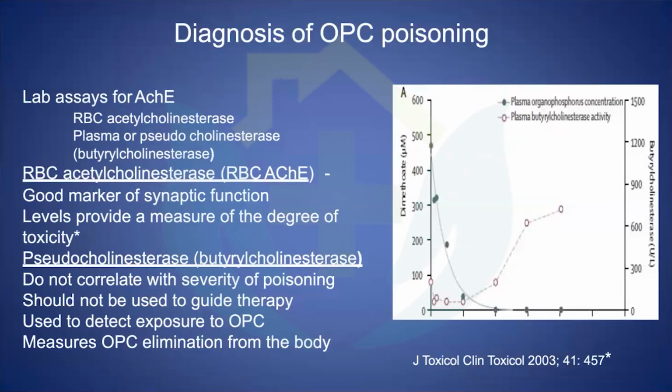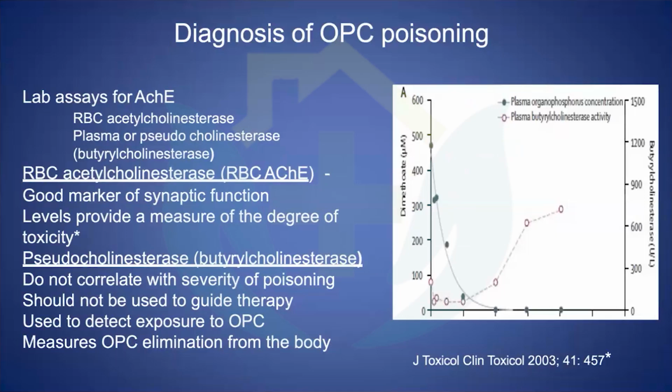Diagnosis of OP poisoning: one is clinical diagnosis and the second is lab assay of acetylcholinesterase. RBC acetylcholinesterase versus plasma or pseudocholinesterase. RBC acetylcholinesterase is a good marker of synaptic function level and provides a measure of the degree of toxicity.